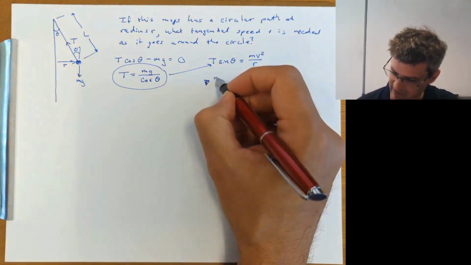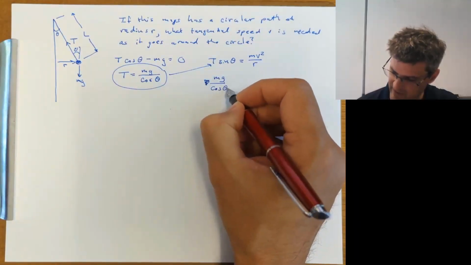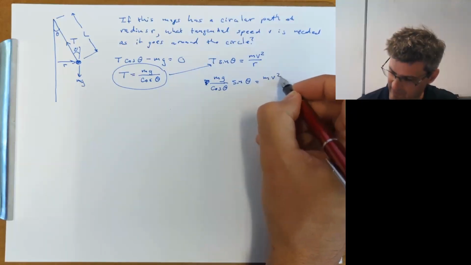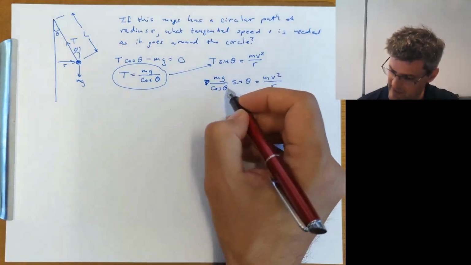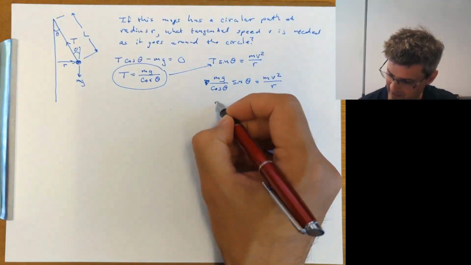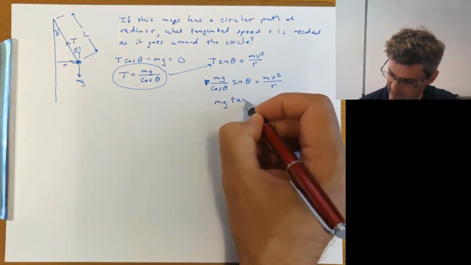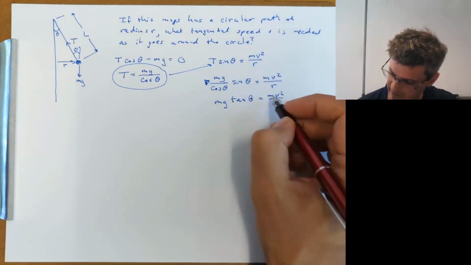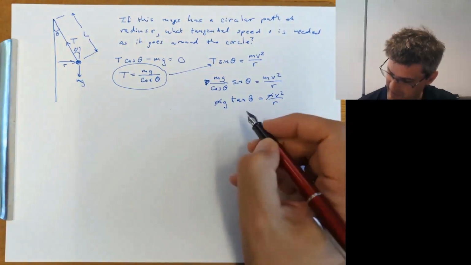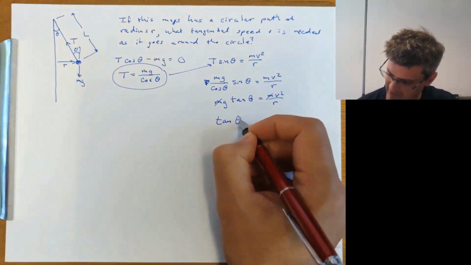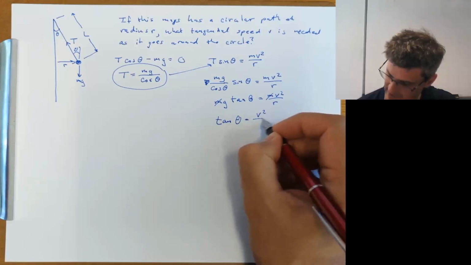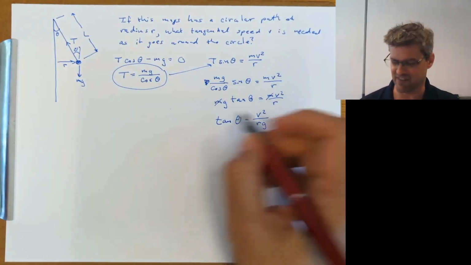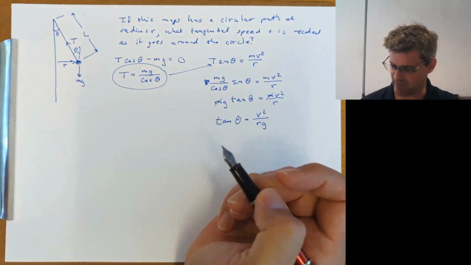T, which is mg over cosine theta, times sine theta, is equal to mv squared over r. Sine theta over cosine theta is tangent theta, is equal to mv squared over r. M cancels out on both sides. Tangent of theta is equal to v squared over rg. We've seen this before. This is exactly what we saw with this center-seeking force in the past.